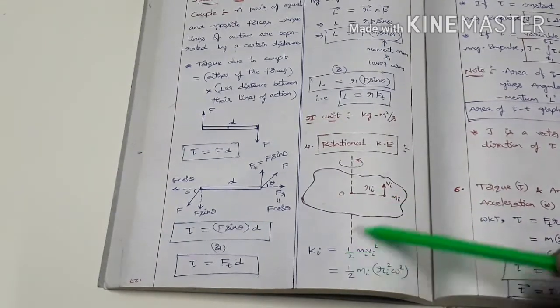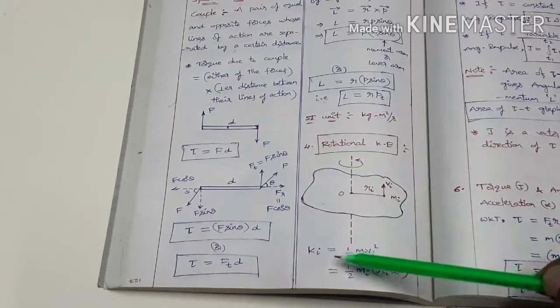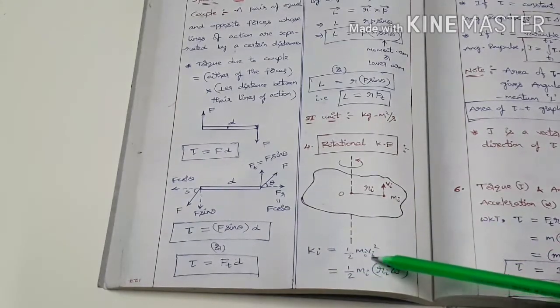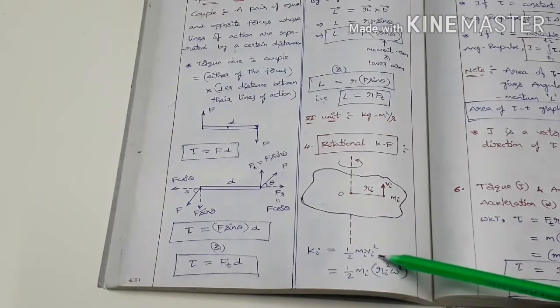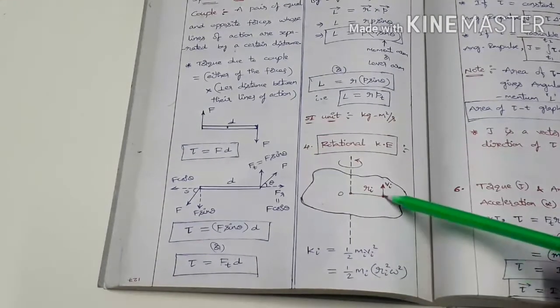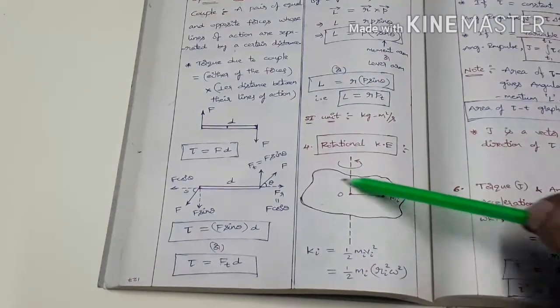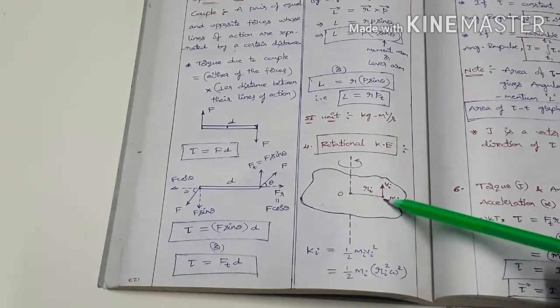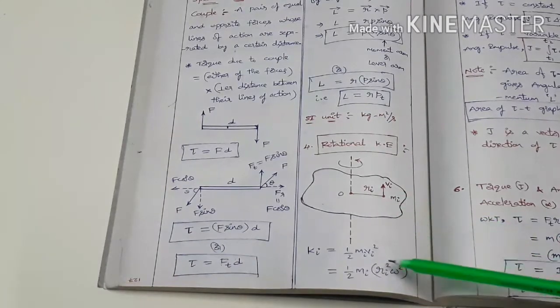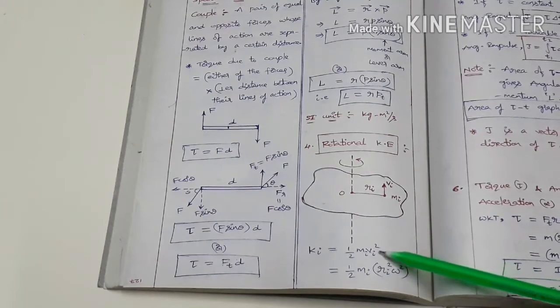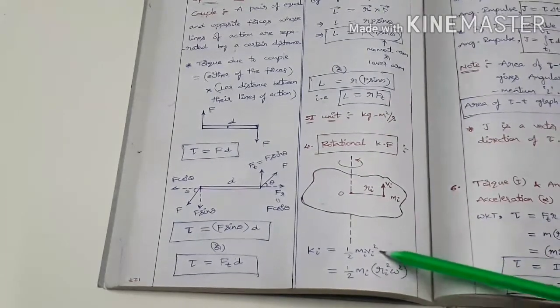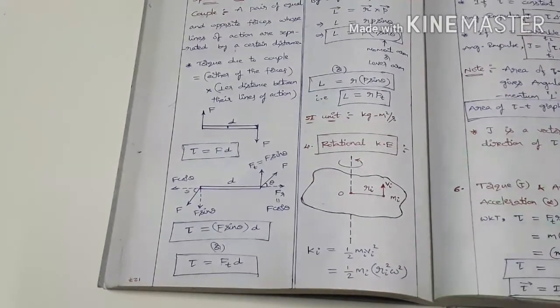So what is the kinetic energy of this ith particle? Ki equal to half Mi Vi square. What is Vi? This is the tangential velocity. This particle is making a circular motion, no? So we know V equal to R omega. Therefore, Vi equal to Ri omega, and Vi square equal to Ri square omega square.